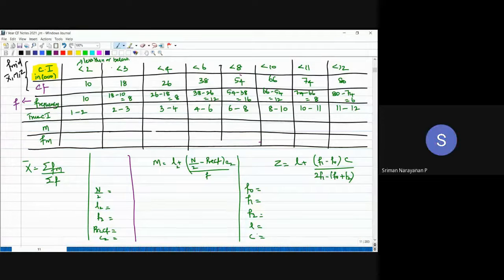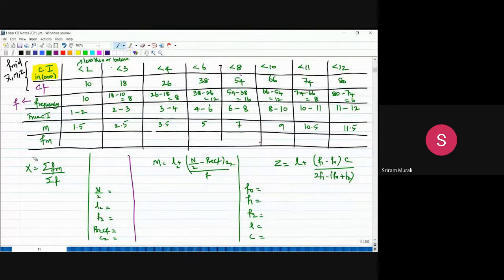Now find the mid value of this class interval. This is 1.5, that is 1 plus 2 by 2. 2 plus 3 by 2 will be 2.5. This is 3.5. This will be 5. This is 7, the mid value. This is 9. It is 10.5. This is 11.5.